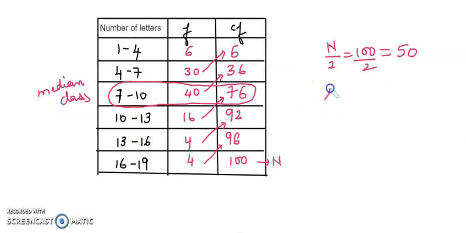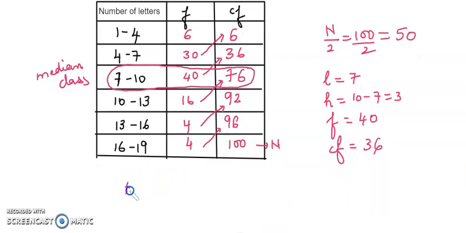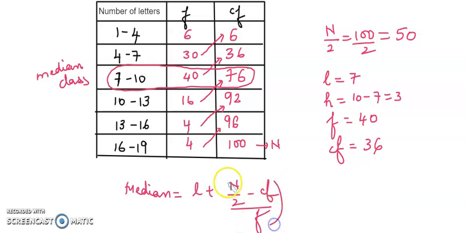Correct? From the median class, we'll find the L, which is the lower limit 7, height, which is 10 minus 7, 3. F is the frequency of the median class, 40. CF is the cumulative frequency of the previous or preceding median class, which is 36. Am I clear? So let's put it into the formula. Median equal to L plus n by 2 minus CF upon F times H.